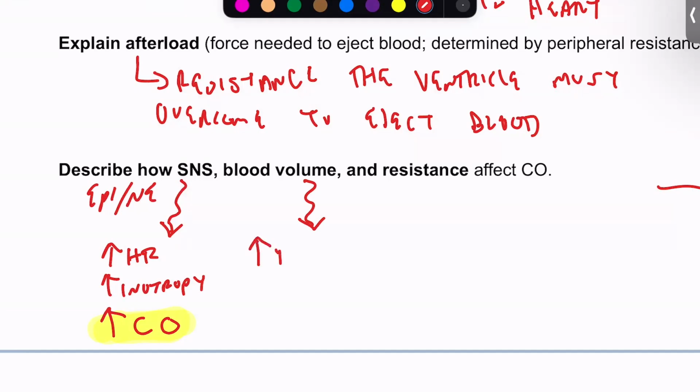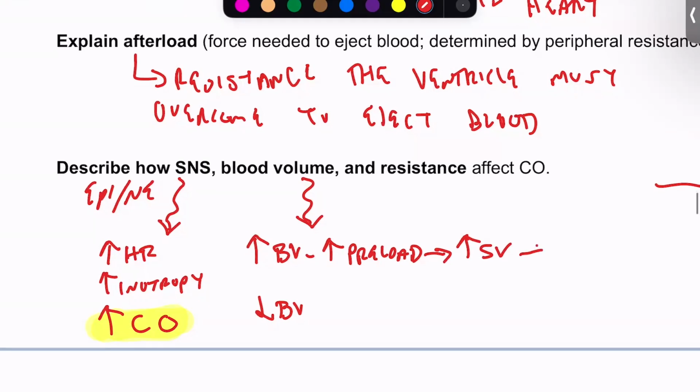Now, if we have increased blood volume, well, actually, you know what, we'll just do both. So if we have increased blood volume, that is going to lead us to increased venous return. So remember, increased venous return is increased preload. And because we have increased preload, that's going to increase our stroke volume because every contraction that we have is going to have more blood. And so because of that, we have an increased cardiac output.